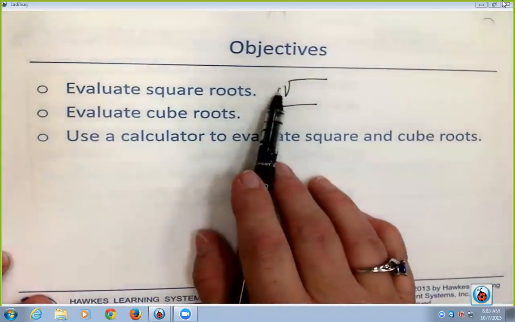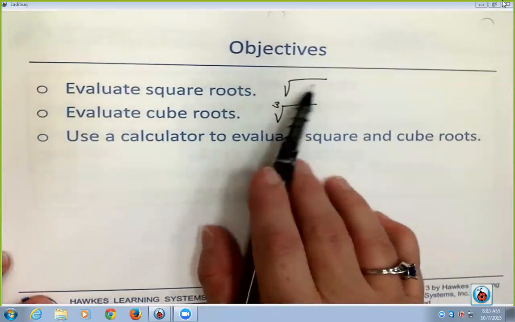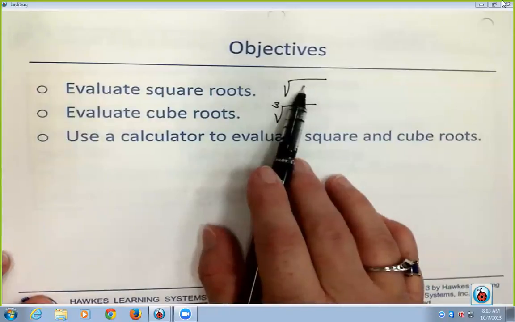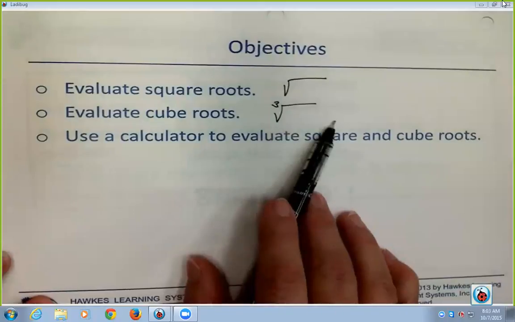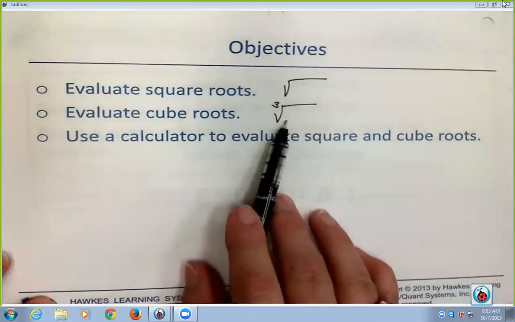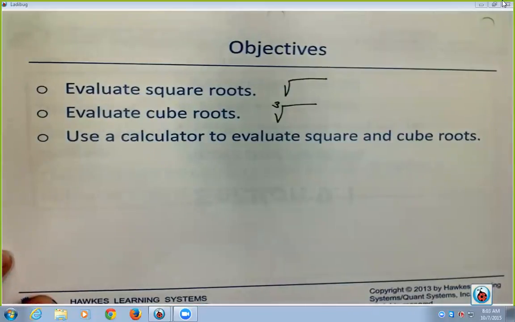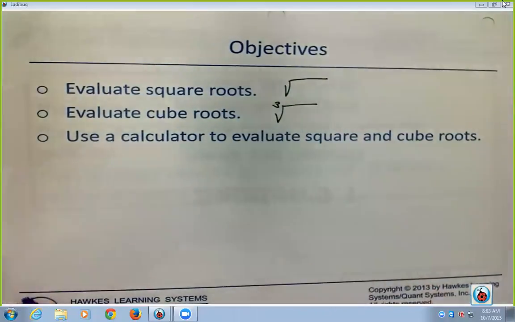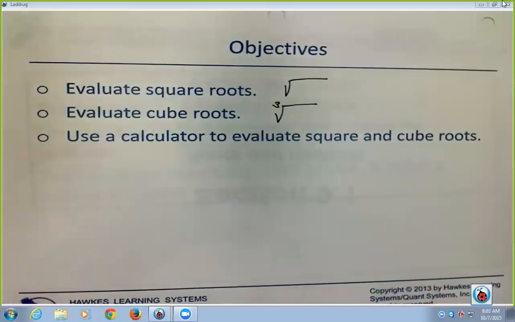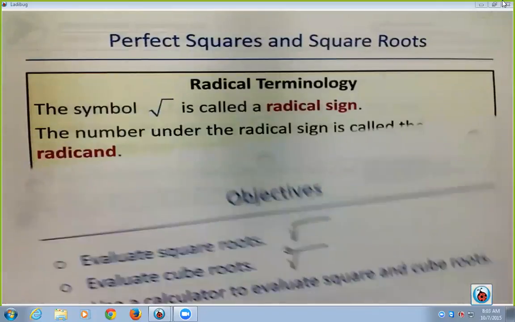So what we're looking for when we look at square roots, we're looking for 2 numbers that give me the value underneath, but we're only going to use one of those. And here we're going to look for 3 identical numbers that give us the value underneath. And when we take the cube root of that, we're only going to pull one of those numbers out. And then we're going to look at your calculator and see how your calculator handles square roots and cube roots, so you have an idea of what to do with those.